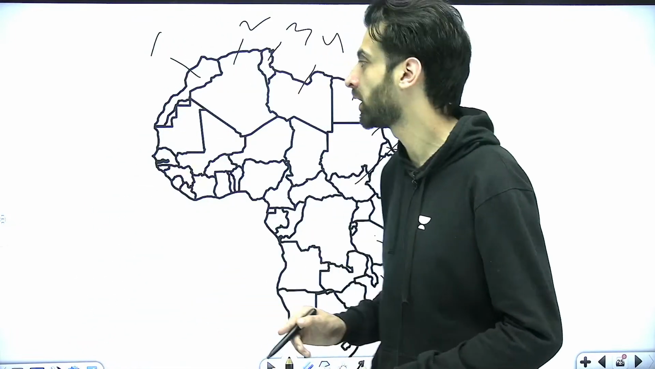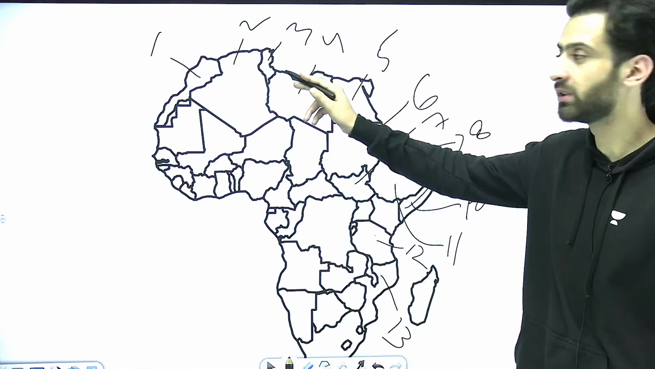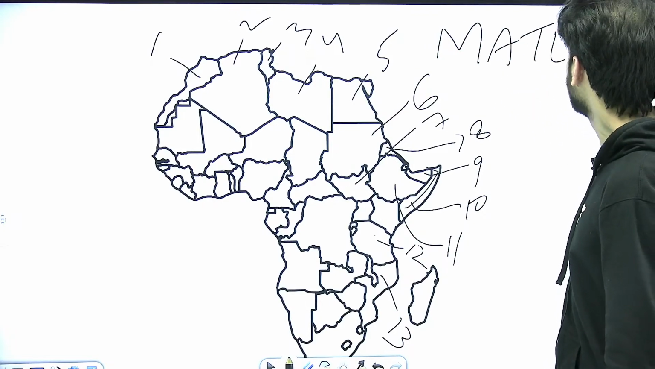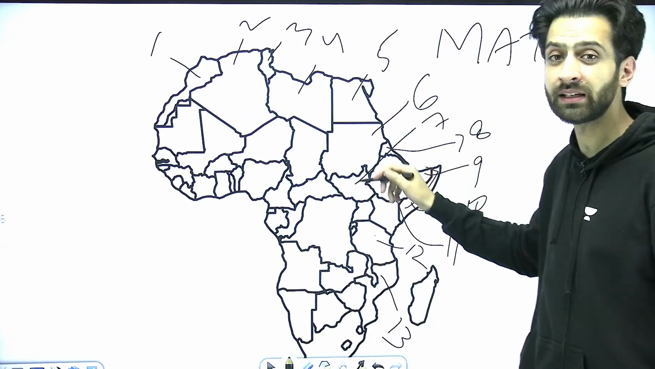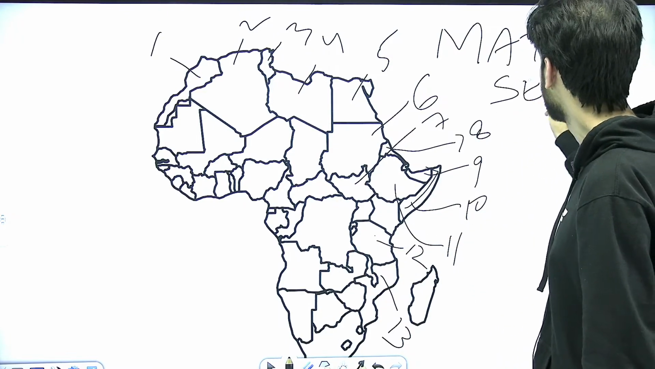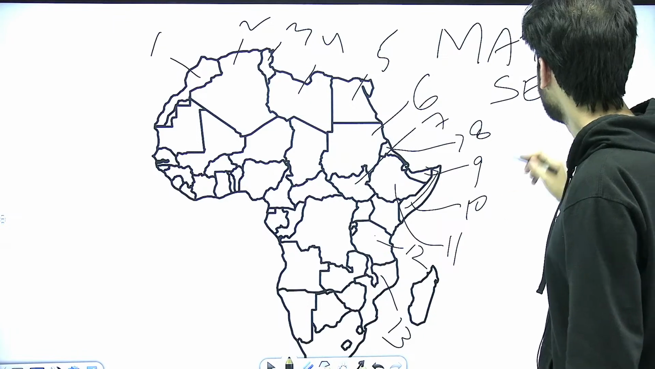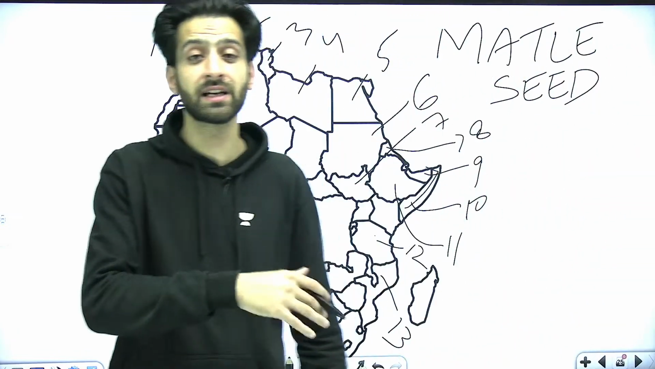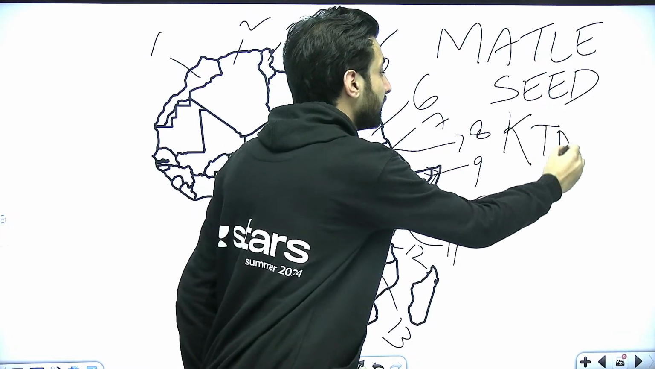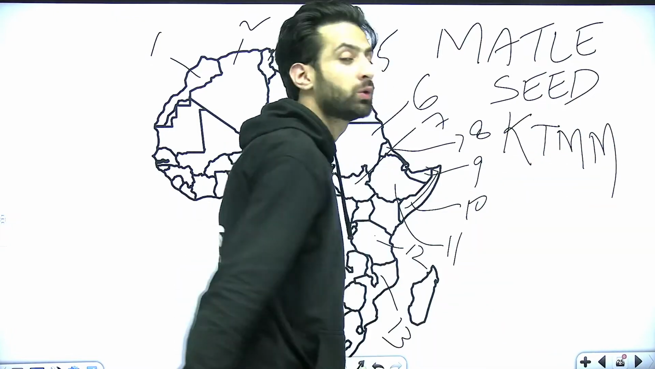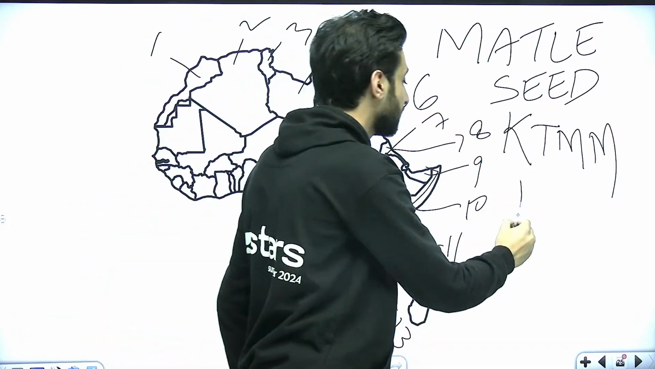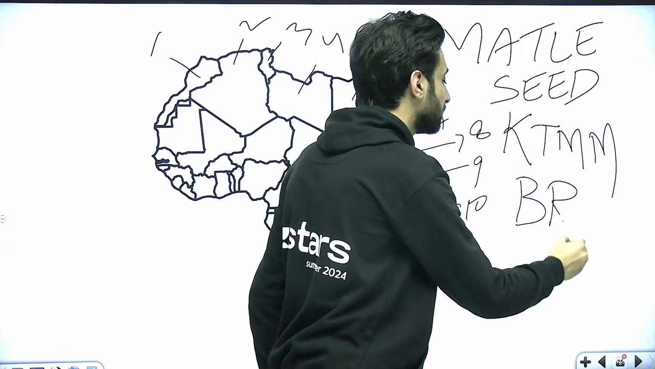I'll be giving a brief overview of the countries sharing their borders with the Atlantic, that is MATLE. Then you will have countries that are in the Horn of Africa, that is SEED. And finally some countries that are located from Kenya, Tanzania, Malawi and Mozambique, KTMM. And finally Burundi, Rwanda, Uganda, these three countries, that is BRU. That's the coffee, you know, brew coffee.